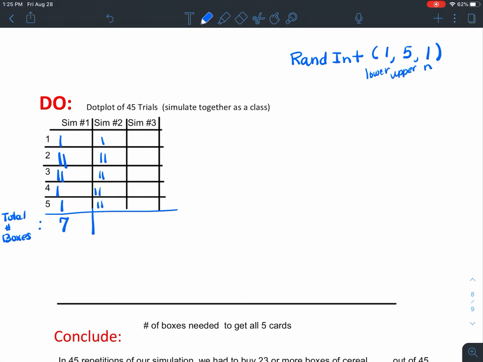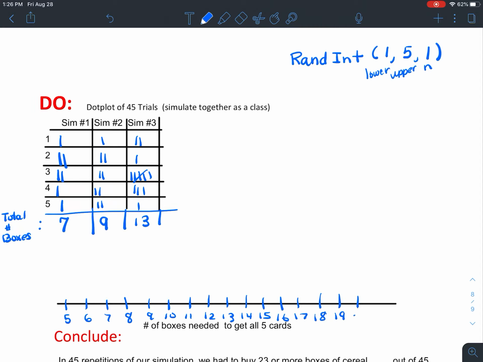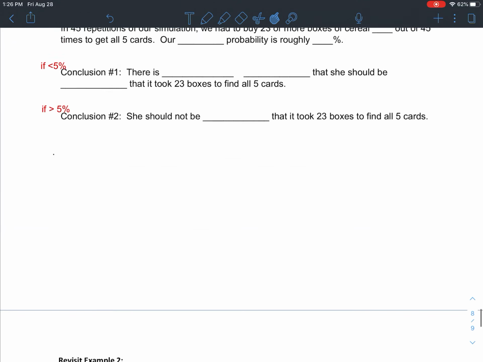In class I would have you do this 3 times yourself. I'm just going to share out another sample of data from when I did this before, and this would have taken 9 boxes of cereal. Another time it took 13 boxes of cereal. So I'm going to put some labels down here on the number line. These represent the number of boxes of cereal it would have taken to get that complete set of cards. I'm going to share some data from a previous year when the class did this and we put it all together.